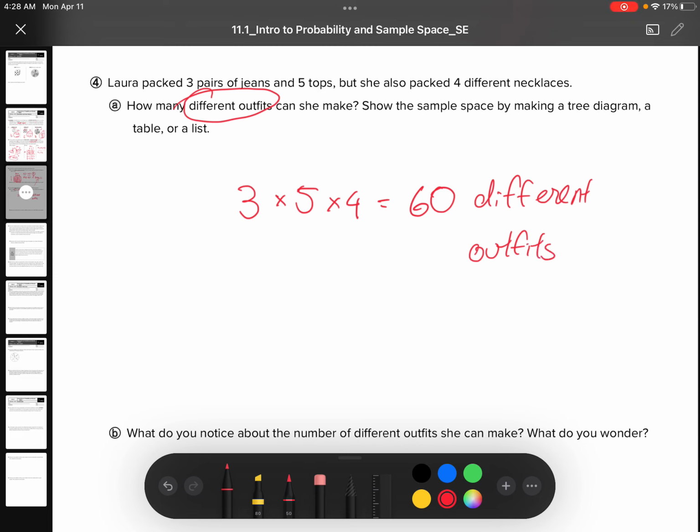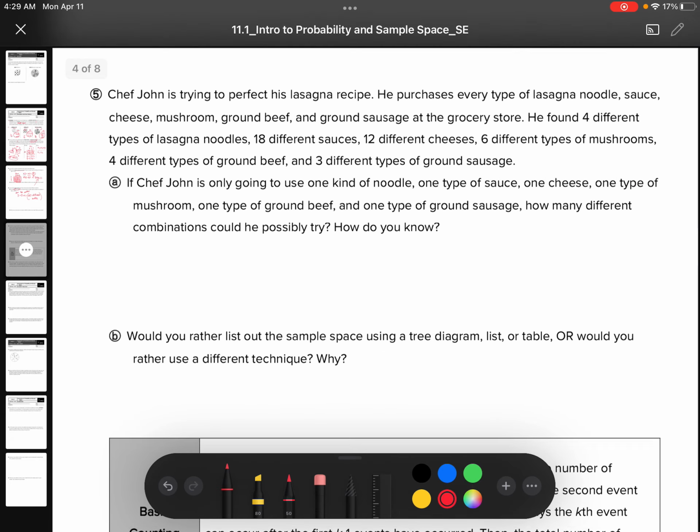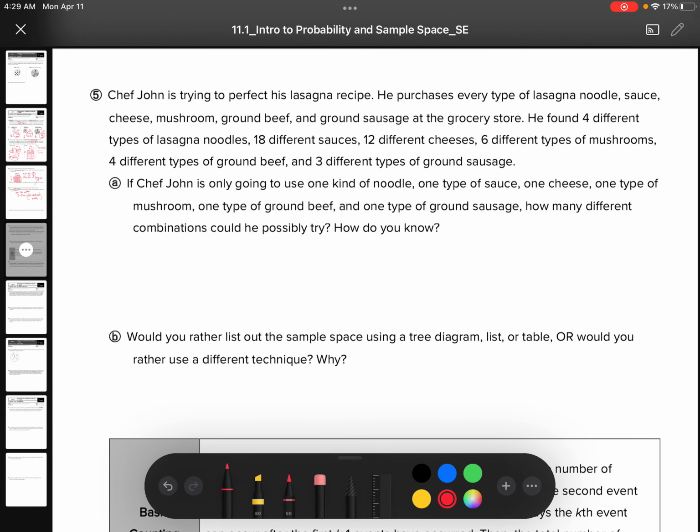That's it. That's all you have to do. You have to multiply the sample space for each option. Sample space for jeans is 3, sample space for tops is 5, and sample space for necklaces is 4. Multiply them all together, you get 60. You guys can do this question by yourself.